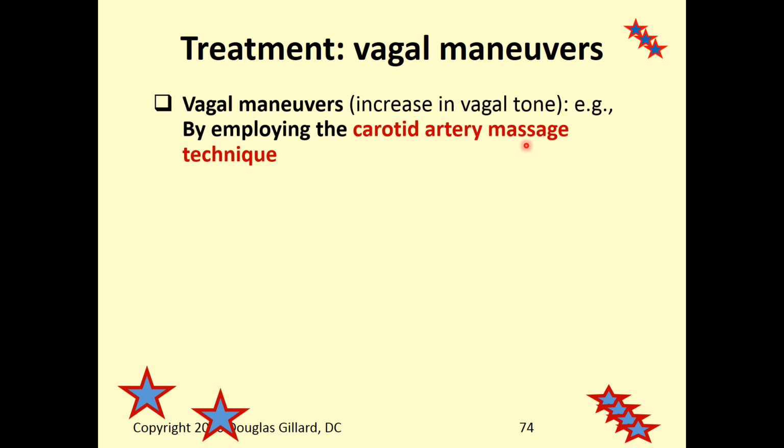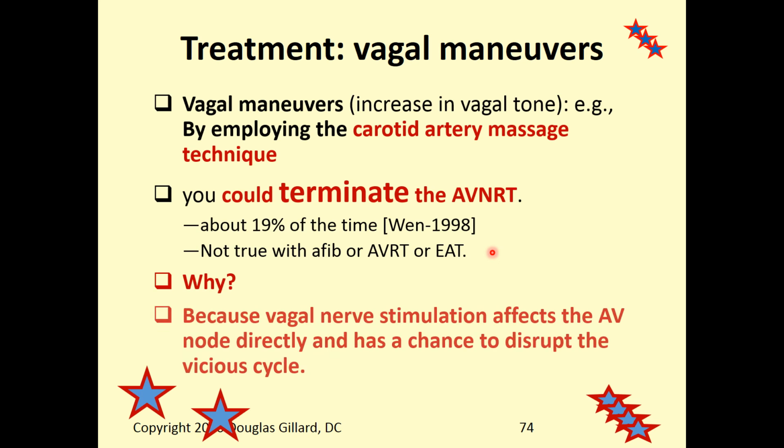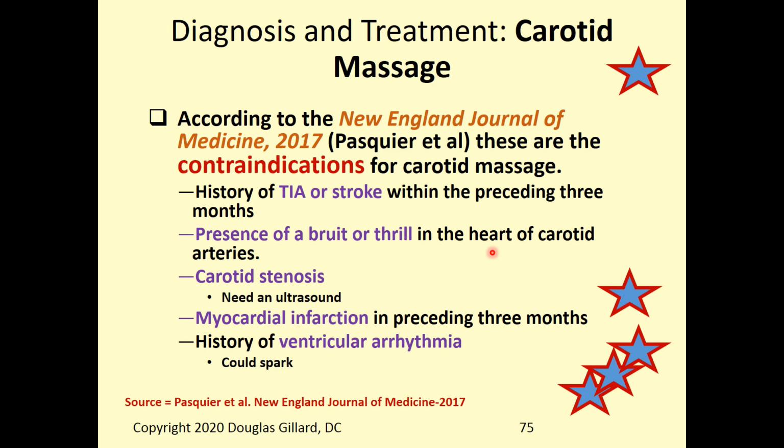Treatment, vagal maneuvers, yeah, that'll work. By these things, you could terminate it 19% of the time. It's kind of an older study. There's probably a more recent one, but I didn't take time to search too much. Why? Because part of the reentry circuit is the AV node, so you can stimulate the AV node with these vagal maneuvers and knock this guy right out.